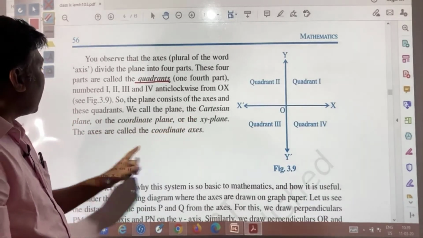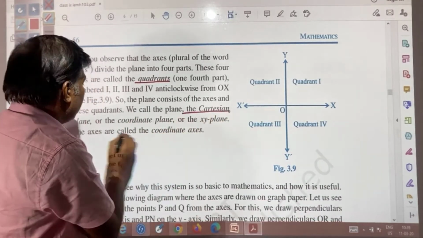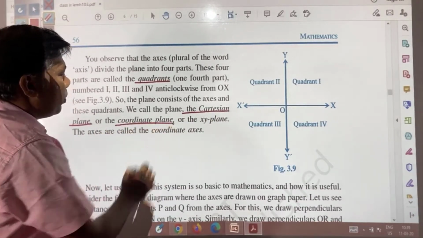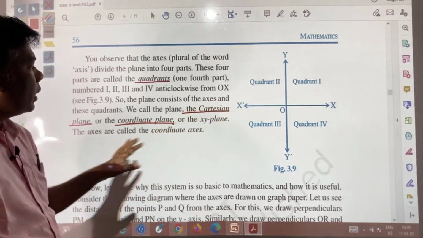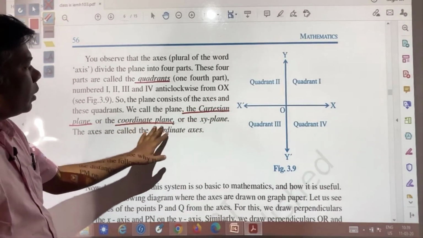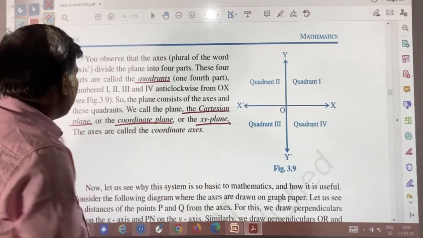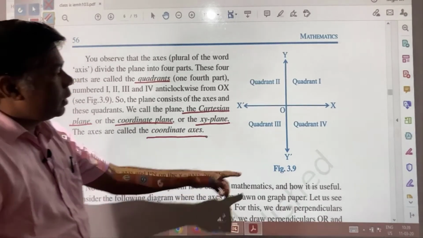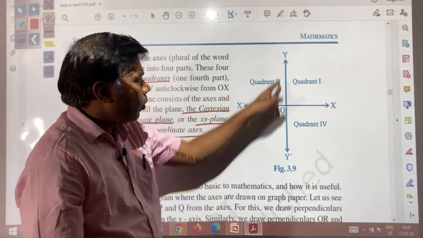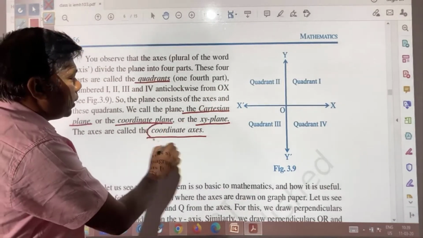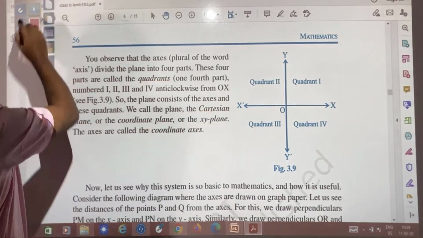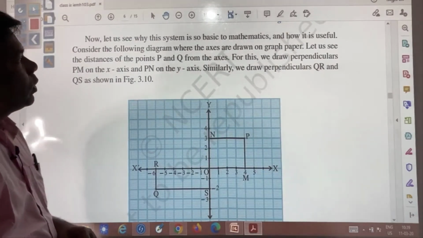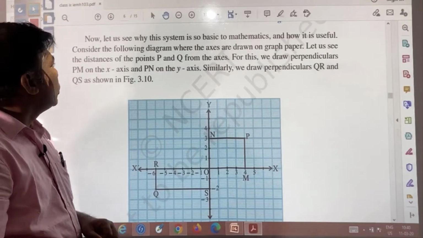We call this plane the Cartesian plane or the coordinate plane. This you need to remember. This plane is called the Cartesian plane, coordinate plane or the XY plane. The axes, the x-axis and y-axis, are called the coordinate axes. Now let us see why this system is so basic to mathematics and how it is useful.